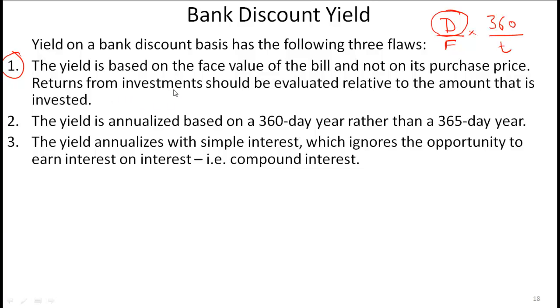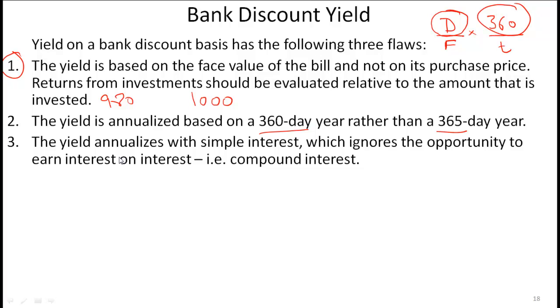So as you know, returns from investments should be evaluated relative to the amount that is invested. So in our last example, it should have been 980, but instead we evaluate the discount of 20 relative to 1000. So this is an issue. The second is that the yield is annualized based on a 360-day year. So we use 360 rather than 365. So this is a second issue.